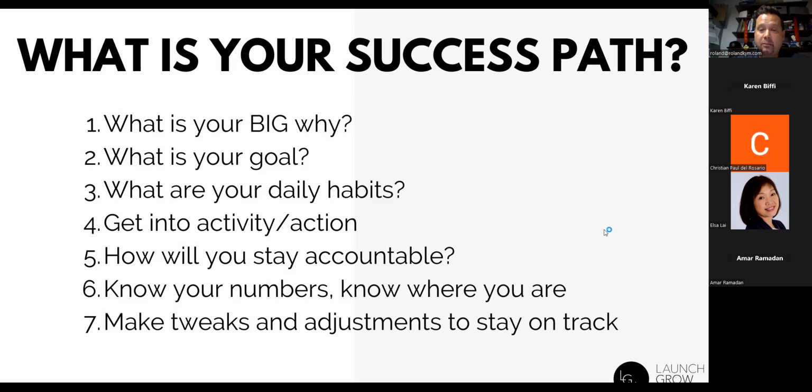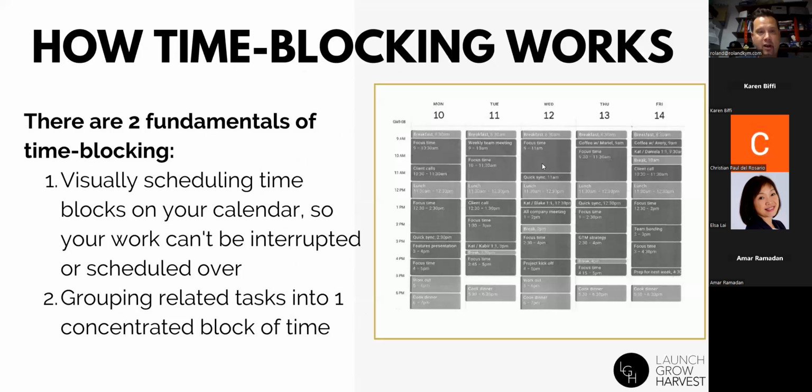So find someone that can help you on that path. You need to know your numbers so you know where you are and where you're going, so you can make the adjustments and the tweaks along the way on your path to your big goal. All right, a lot of that comes from time blocking. I know that my time blocking has definitely improved over the last decade and gotten even stronger over the last few years. And there's two fundamentals to time blocking.